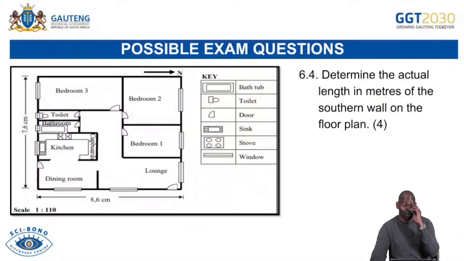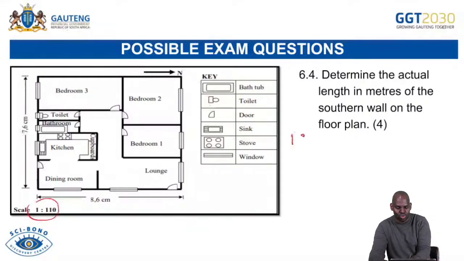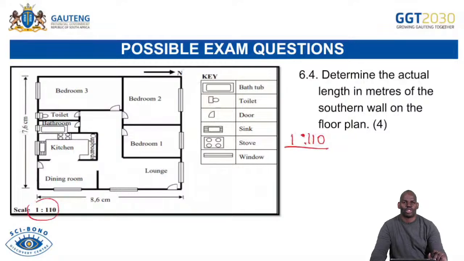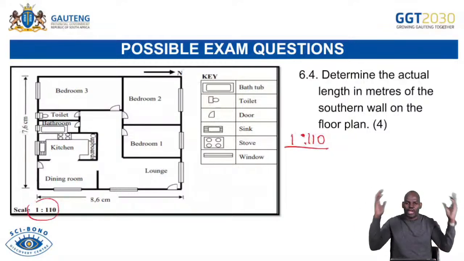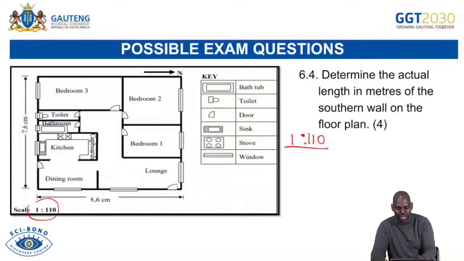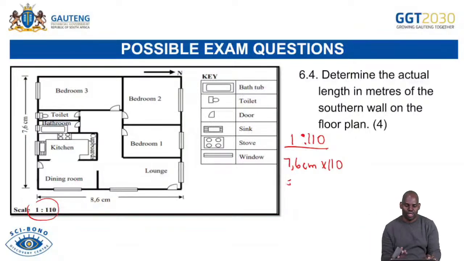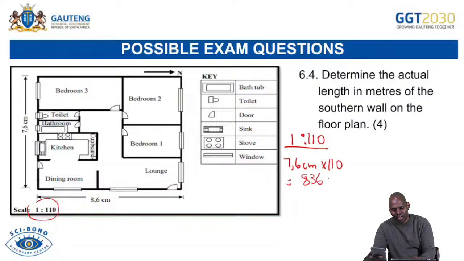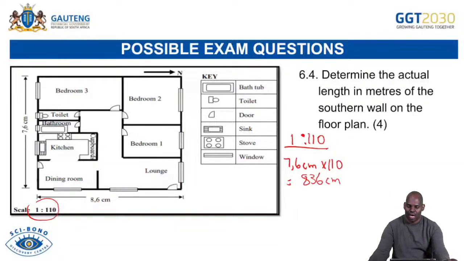But there's always more than one way of doing it. We look at the scale. The scale is 1 is to 110. So we have to take that small unit and we want to make it bigger. For us to make it bigger, we must multiply. So we take 7.6 centimeters, then we multiply by 110. If you take your calculator, 7.6 multiplied by 110, I get 836. So this 836 is now in centimeters. So there's the actual length.